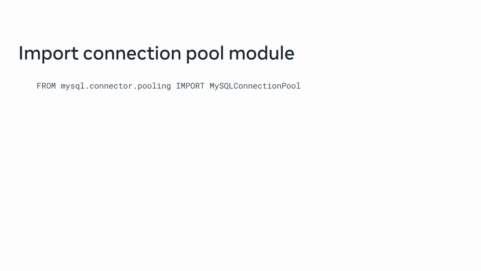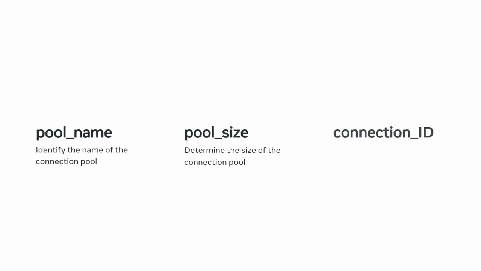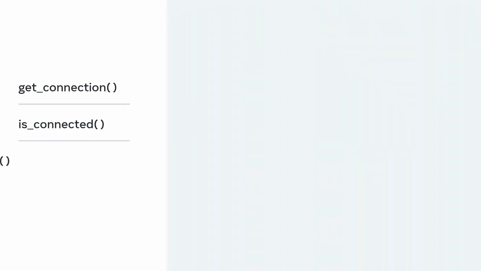You learned that a database connection pool is managed and maintained using a MySQL connection pool module. This module is imported into your working environment so that you can access its functionality. The module also offers many useful functions and attributes that you can make use of. This includes pool name, pool size, and connection ID. And there are also several class methods available like getConnection, isConnected, and close. These methods are useful for managing and maintaining the module.